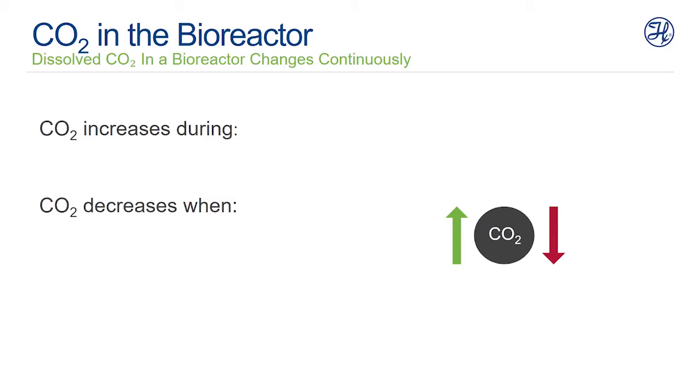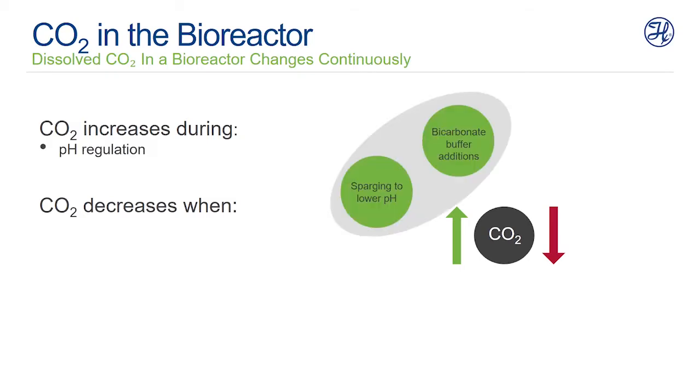Dissolved CO2 is always present in the bioreactor, but it can fluctuate significantly throughout a typical process. There are several factors that influence the level of CO2 at any given time. One of the biggest causes of CO2 increases in the bioreactor, at least in the case of bicarbonate buffer systems, which are typical to cell culture applications, is pH regulation. Whether you're adding bicarb to raise the pH or sparging CO2 to lower the pH, both of these things will lead to increases of CO2 in the bioreactor.